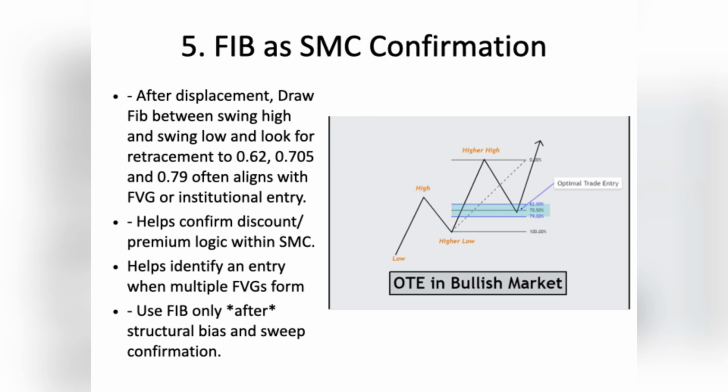Often, this is where you'll find a FVG or an institutional entry zone waiting. This helps confirm our discount logic. It's especially useful when multiple FVGs form, and you need to pinpoint the highest probability entry. But remember, only use FIB after you've established your structural bias and seen a liquidity sweep.